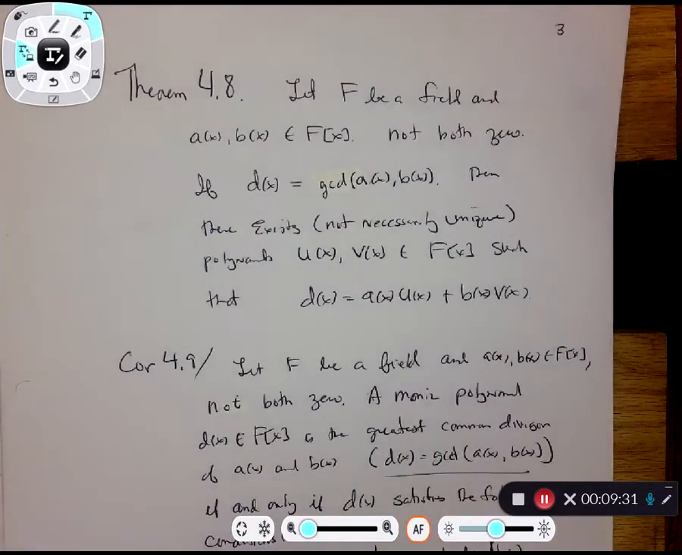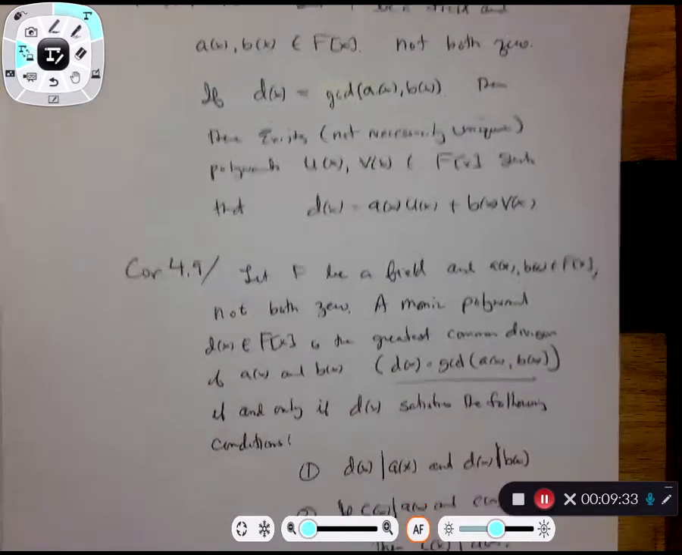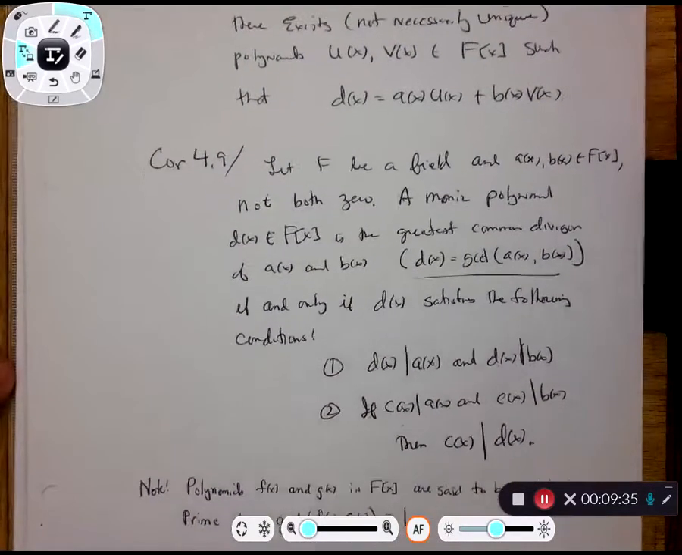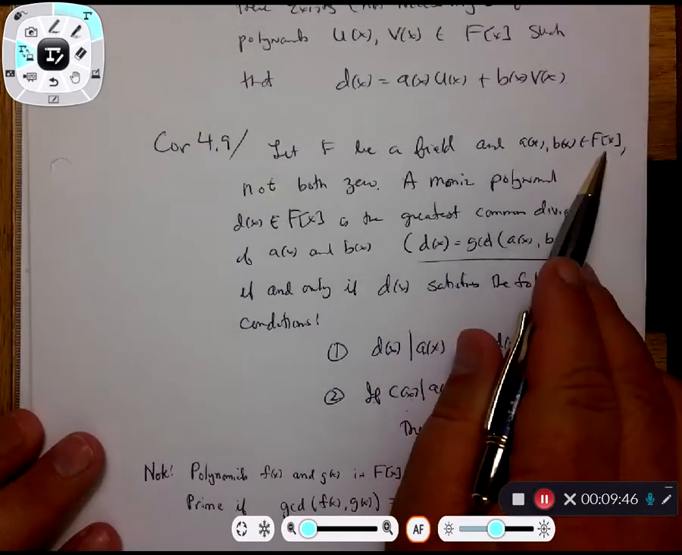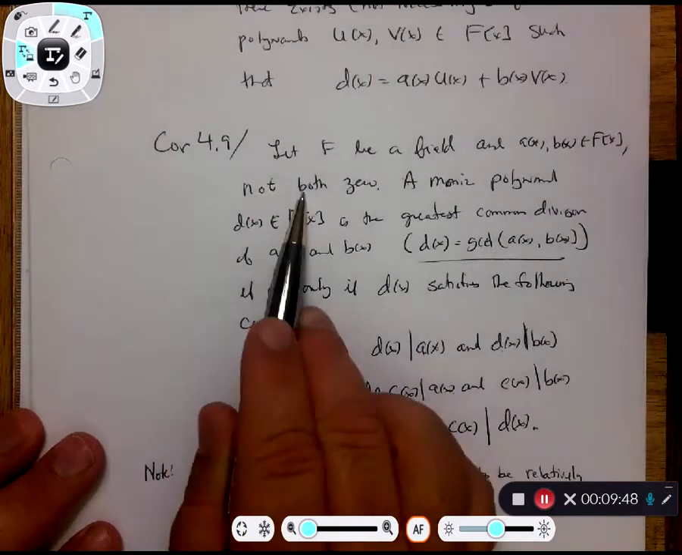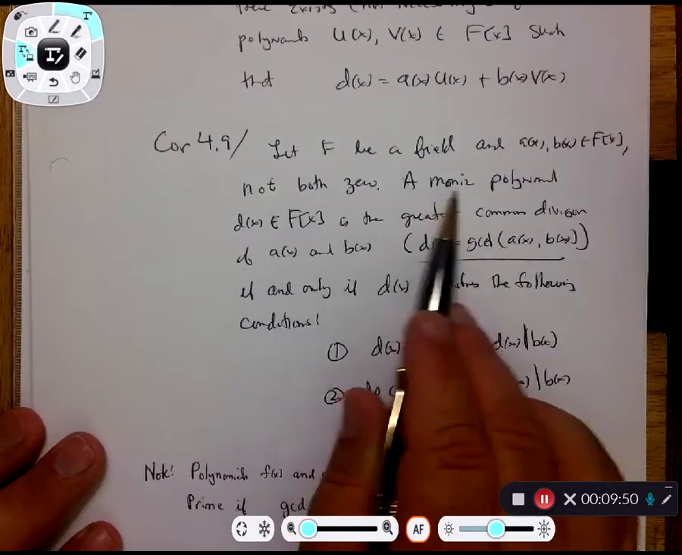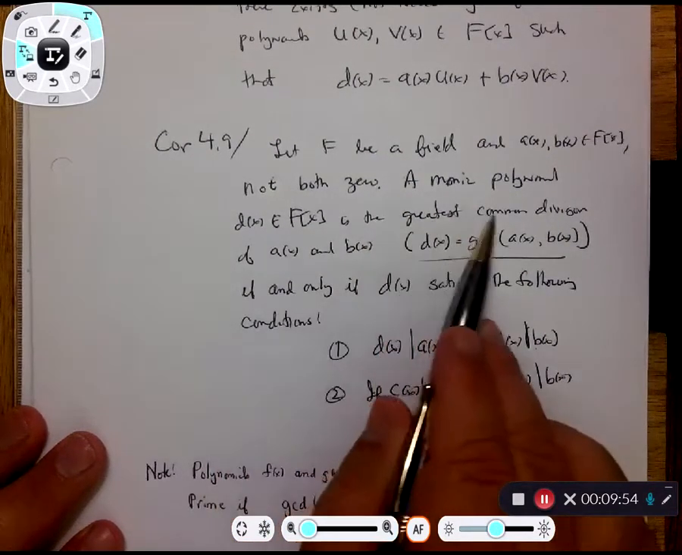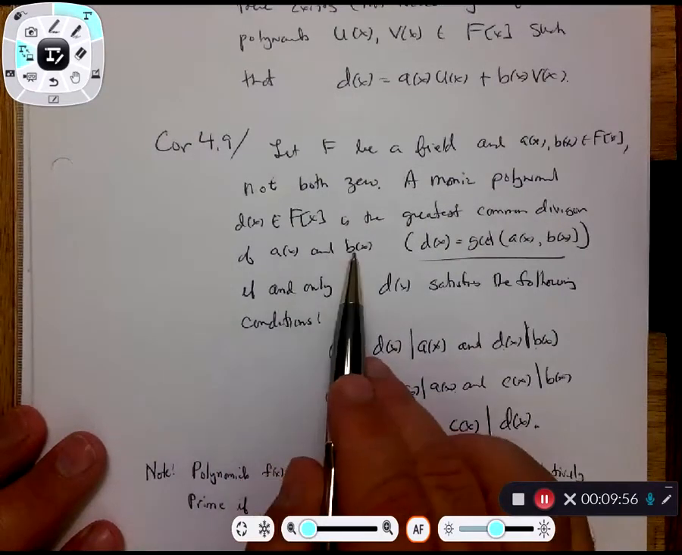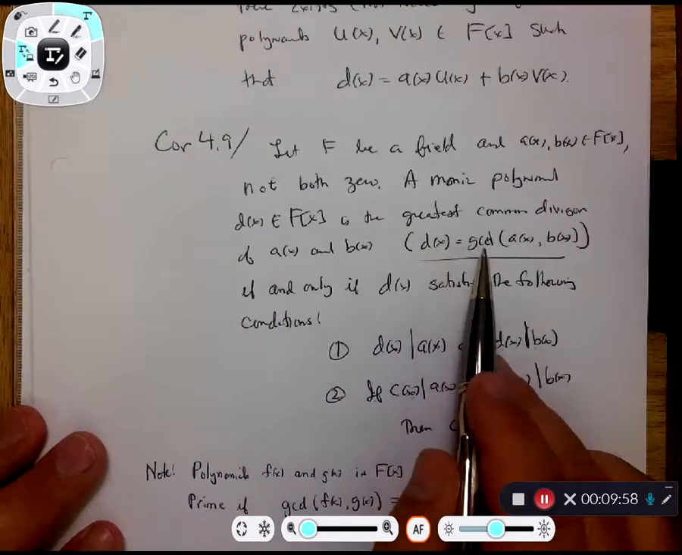And similarly, we have our Corollary 4.9, which corresponds to Corollary 1.3 with integers. Take a look. Let F be a field and A(x) and B(x) be elements of F[x], once again, not both 0. A monic polynomial D(x), an element of F[x], is the greatest common divisor of A(x) and B(x), d(x) = GCD(a(x), b(x)).